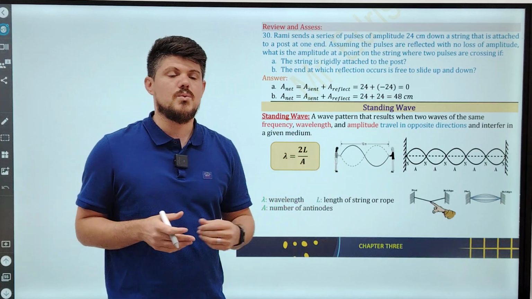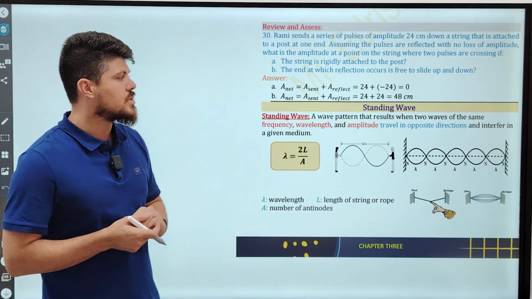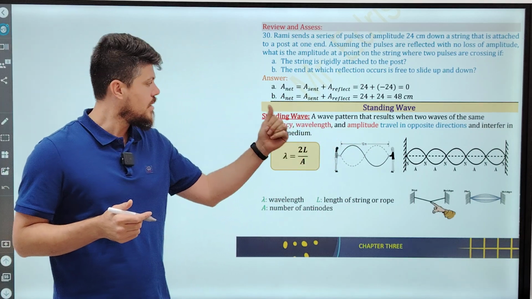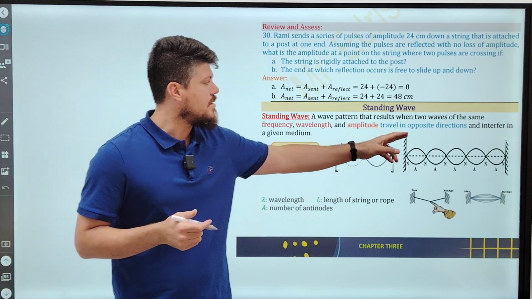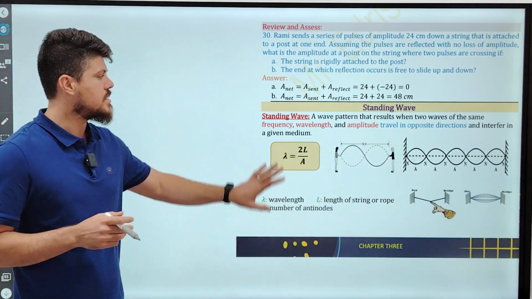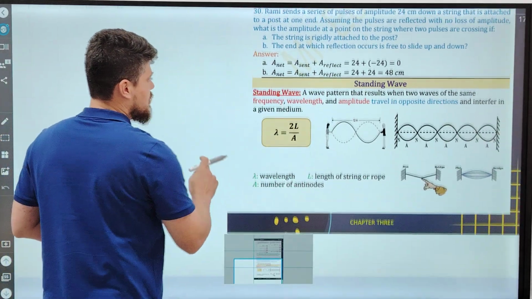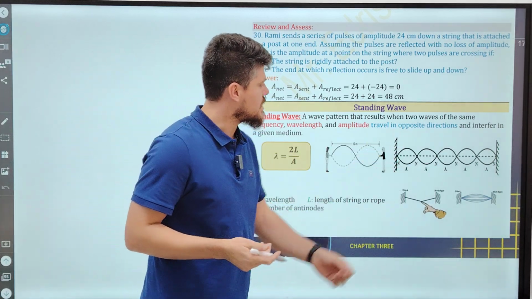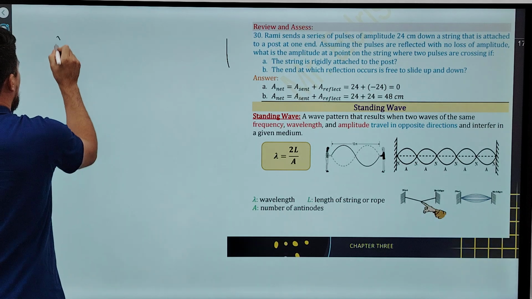Well, what is the standing wave? Standing wave: a wave pattern that results when two waves of the same frequency, same wavelength, and same amplitude travel in opposite directions and interfere in a given medium. This is the definition of a standing wave. Okay? As you can see in these figures, this is the standing wave. In the standing wave, the two ends must be fixed.